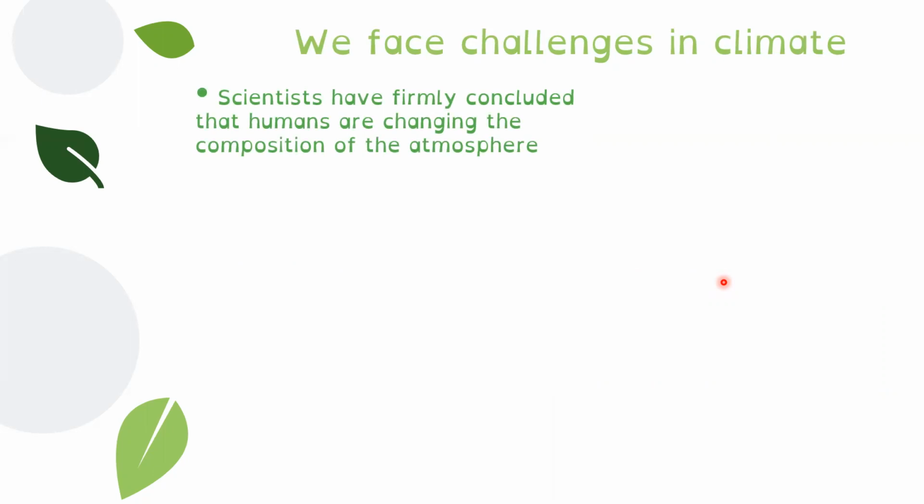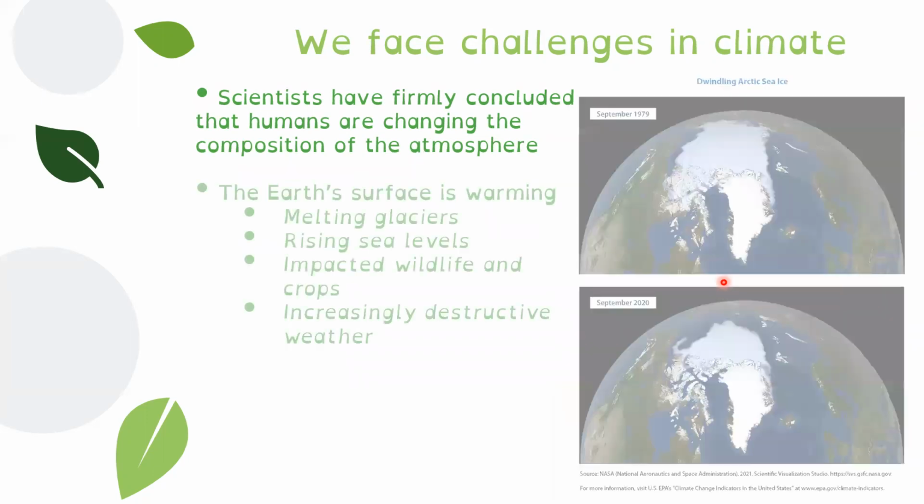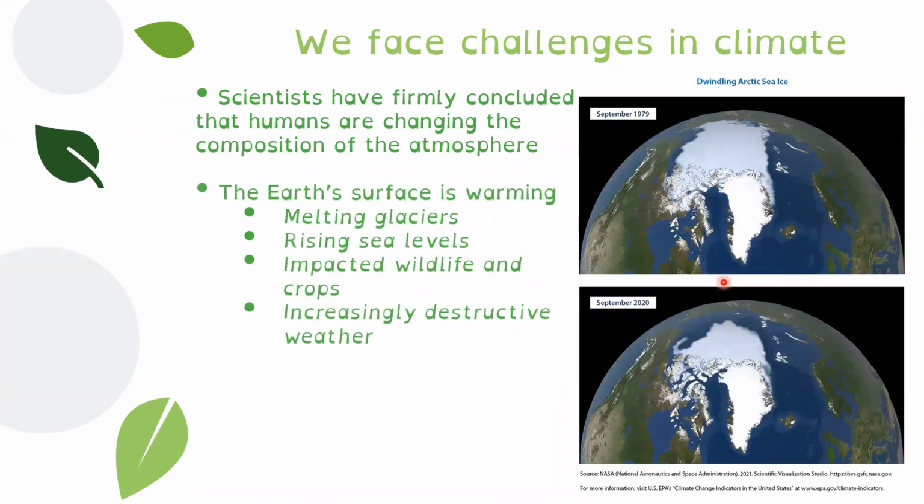In this course, we believe science is real, and we believe in the climate crisis and the impacts of global warming and climate change. We speak that as a truth that is non-negotiable. The Earth's surface is warming. Melting glaciers, rising sea levels, impacting wildlife and crops, and increasingly destructive weather mean that you still have 3 or 4 feet of snow in April in some places like here.